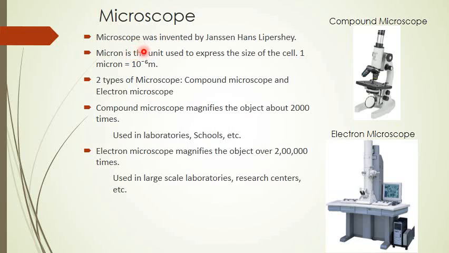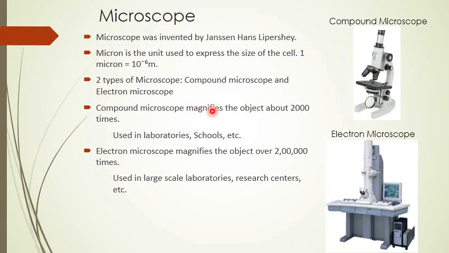This microscope has a unit to express the size of the cell. That is, 1 micron is equal to 10 power minus 6 meter. That is, 1 micron is 1 millionth of a meter. Generally, there are two types of microscope, that is, compound microscope and electron microscope. Here this is the compound microscope and this is the electron microscope.